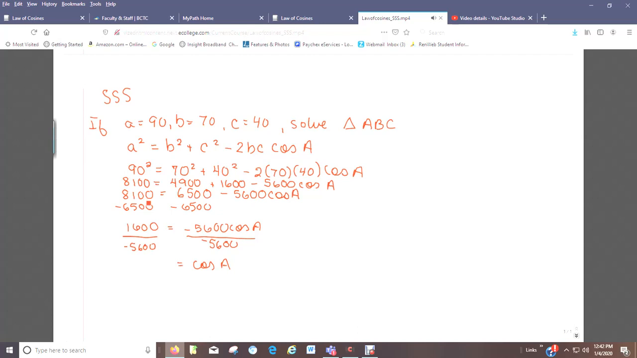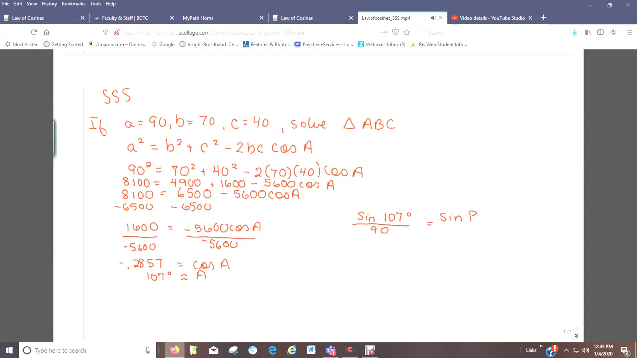And that gives me negative 0.2857. Now to get angle A, I need to do cosine inverse of this number. And I get angle A is approximately 107 degrees. Now that I have one angle, I can go back to my law of sines. So I've got angle A. I'm going to do sine of 107 degrees over its corresponding side, 90. And I'll go ahead and get angle B.